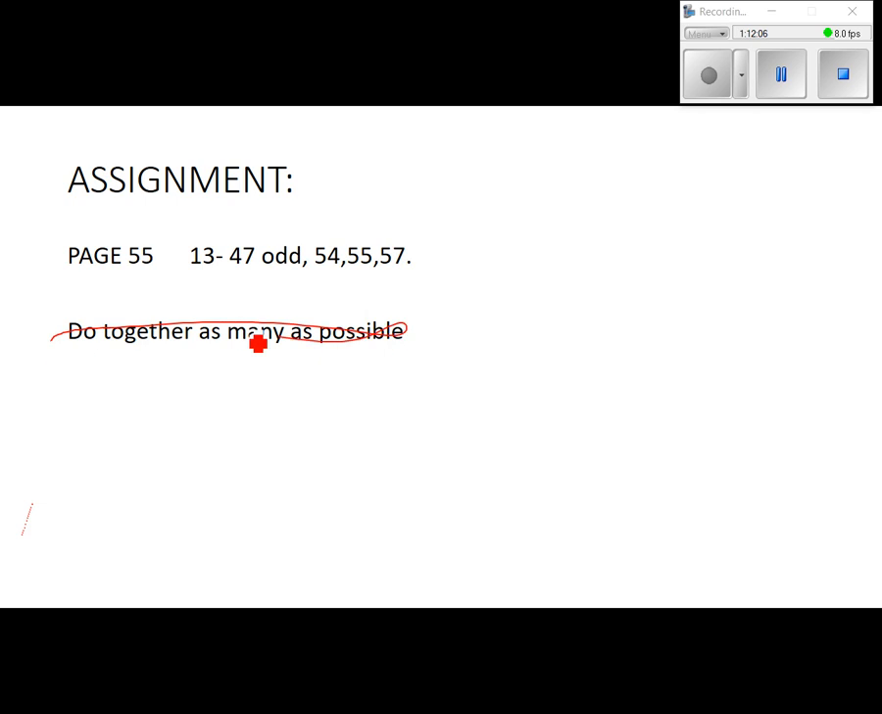I'm gonna have time to do that. Page 55, that's your assignment. 13 through 47, the odd numbers, 54, 55, and 57. It's on your notes there.